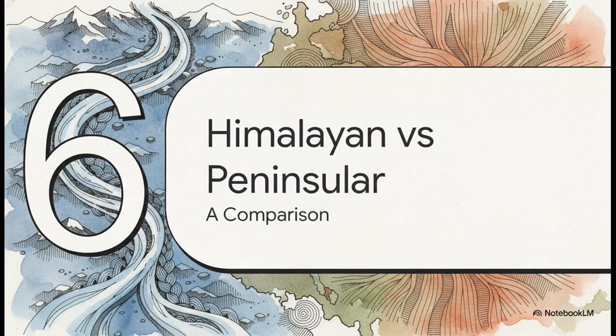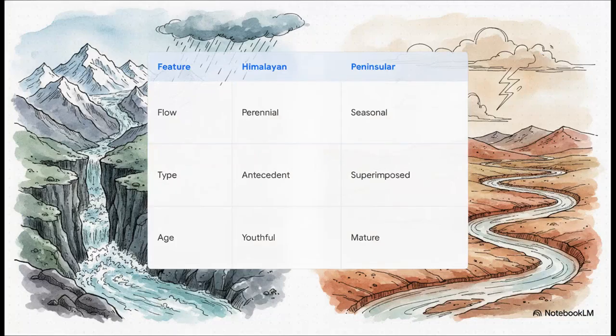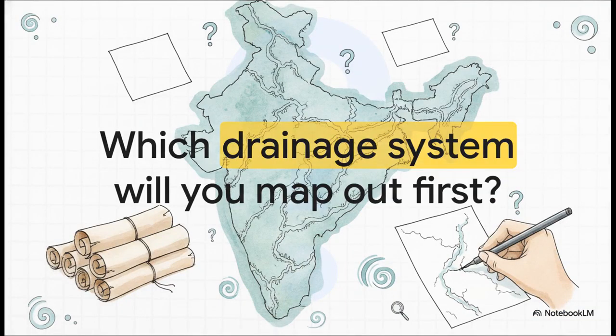Finally, bringing it all together in Section 6, Himalayan versus Peninsular Rivers. Consider this your ultimate screenshot-worthy study guide. The core differences really just come down to geography and age. Himalayan rivers are perennial. They flow year-round because they're fed by both melting glaciers and rain. And because they're youthful, they vigorously cut deep gorges. Peninsula rivers, though, are seasonal, relying almost entirely on the monsoon rains. They flow through older, harder rock, which creates mature, shallower valleys. And that brings us to the end of our breakdown.